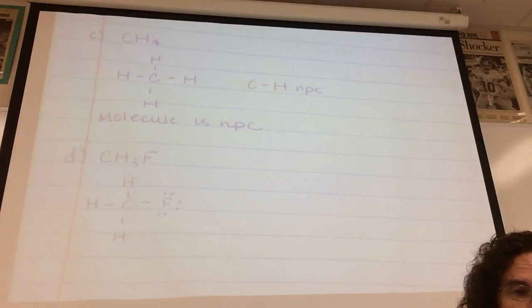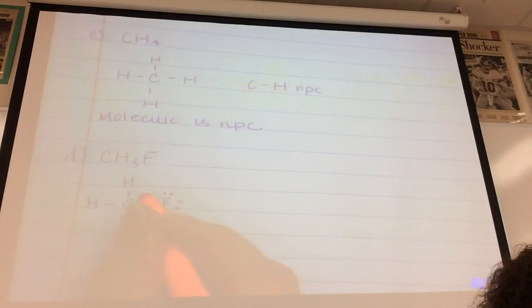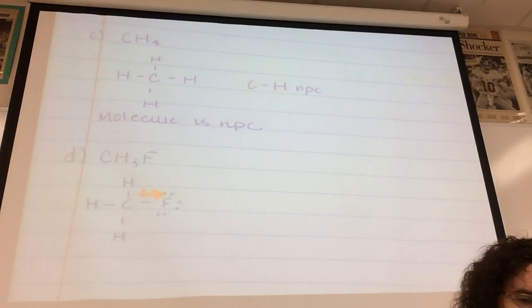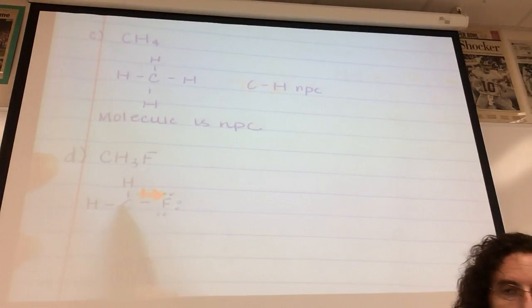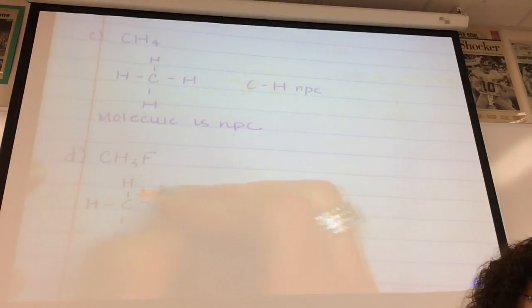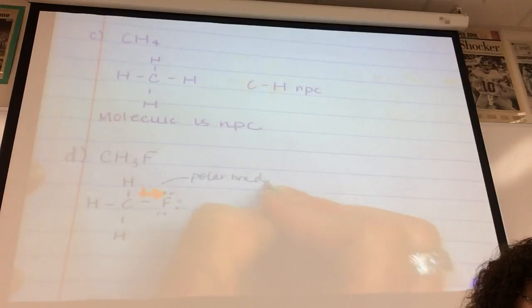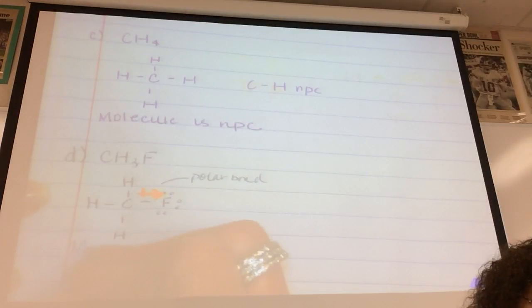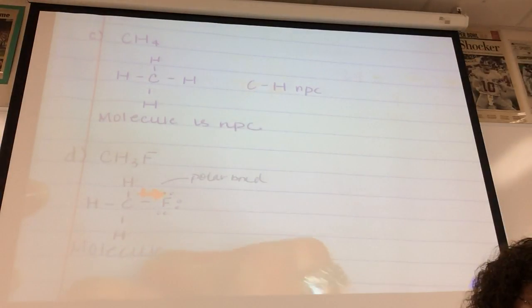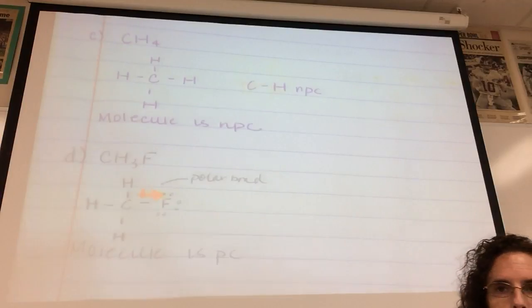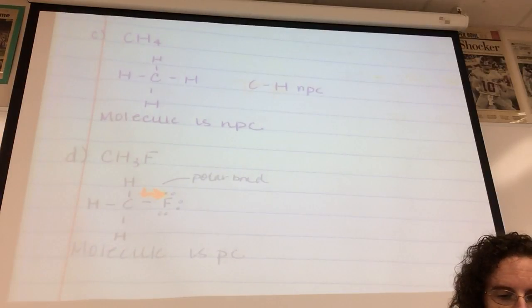So what you've got here, keep in mind the dipole points in the direction of the more electronegative atom. So it goes this way. You have one dipole, nothing can cancel it out. This is a polar bond. The molecule is polar covalent. All right, so case 2.